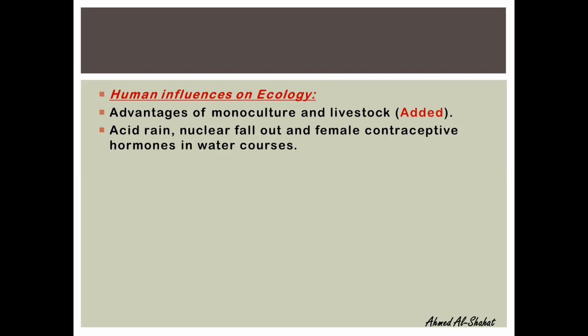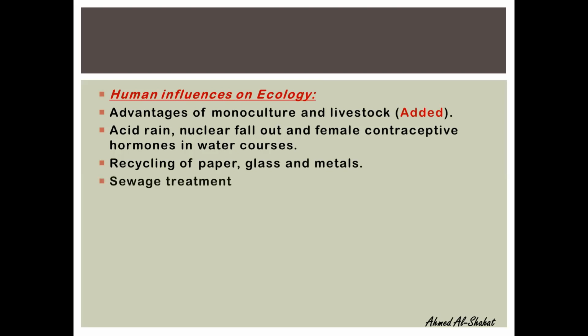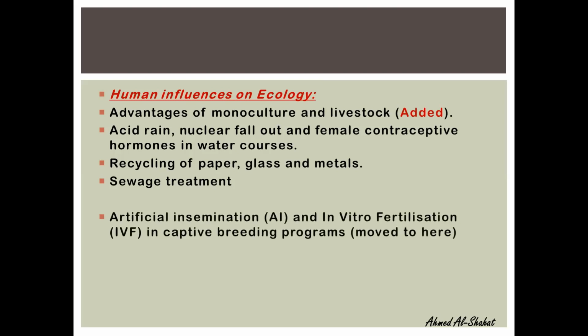But the details which discuss pollution, like air pollution and water pollution, have some details removed, like the negative effect of acid rain, nuclear fallout, and also female contraceptive hormones in water courses. All these details are removed. Besides also recycling of paper, glass, and metals, and also sewage treatment, all these details are removed from our curriculum. But as I said before, artificial insemination and in vitro fertilization moved from the human reproductive system to this chapter in discussing the captive breeding program.